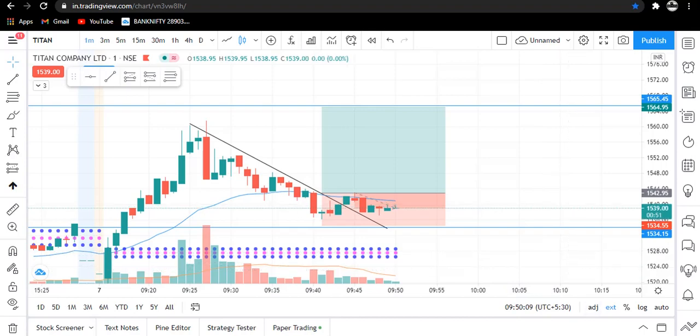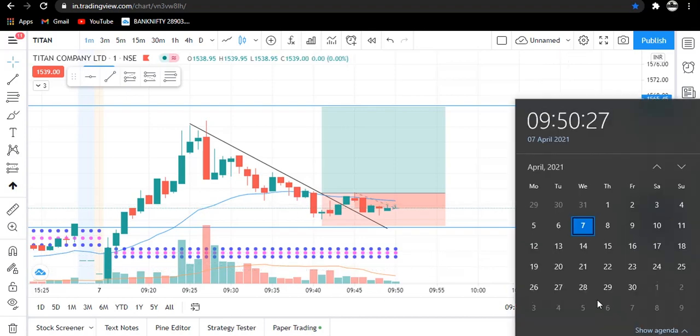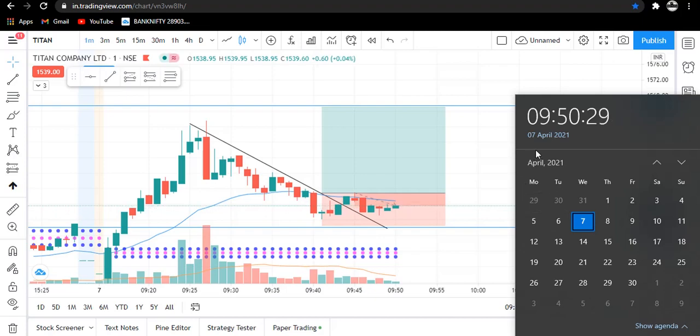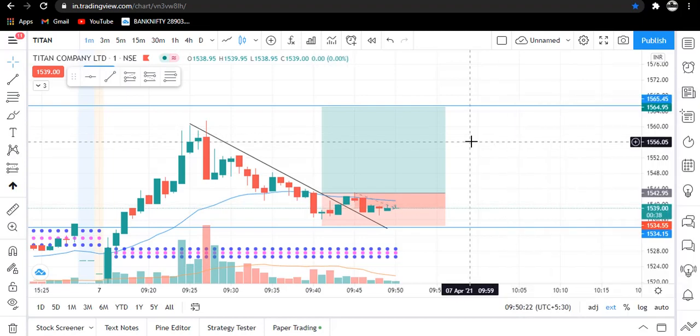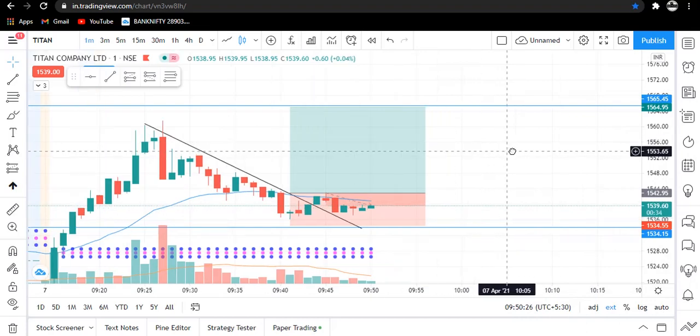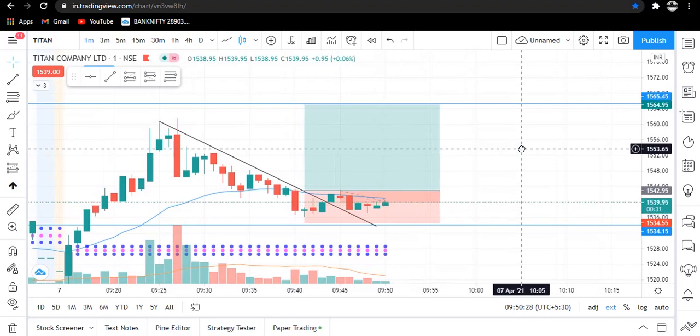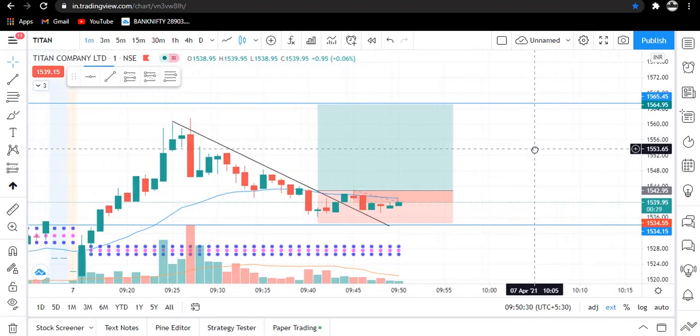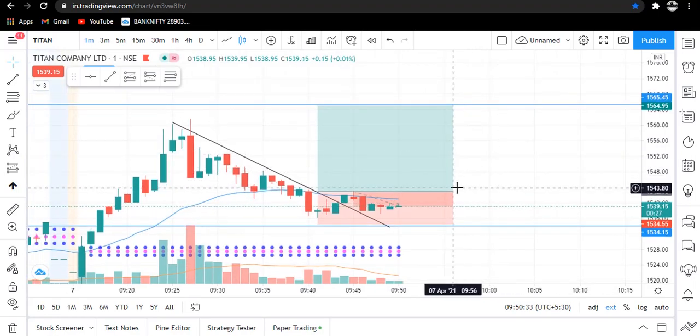So first let me show you today's date and time. Today is 7th of April 2021 and currently the time is 9:50 AM. Coming on to today's trade, traders, I have taken a trade in Titan on the buying side, and here you can see the trade is going on.